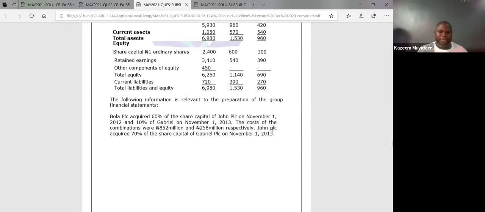John PLC now acquires 70% share capital of Gabriel on which date? November 2013. This is the second one, two dates. Date of acquisition, Bola to John, 1st November 2012. Bola to Gabriel, the day John acquired Gabriel, which is 1st November 2013. On that day, Gabriel became an indirect subsidiary of Bola.